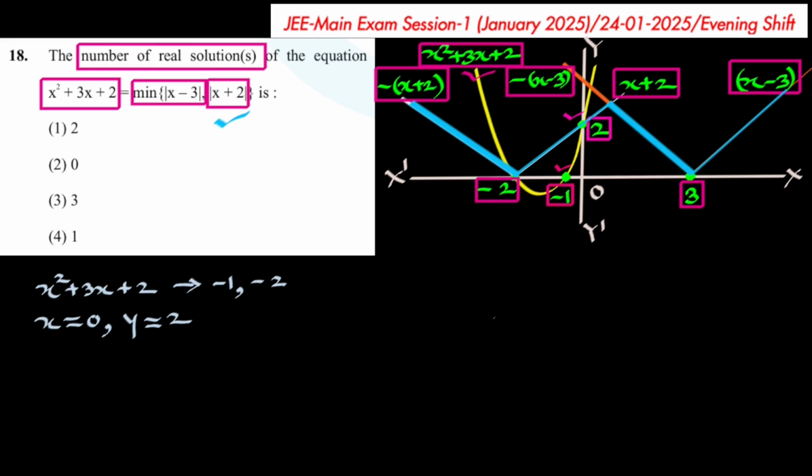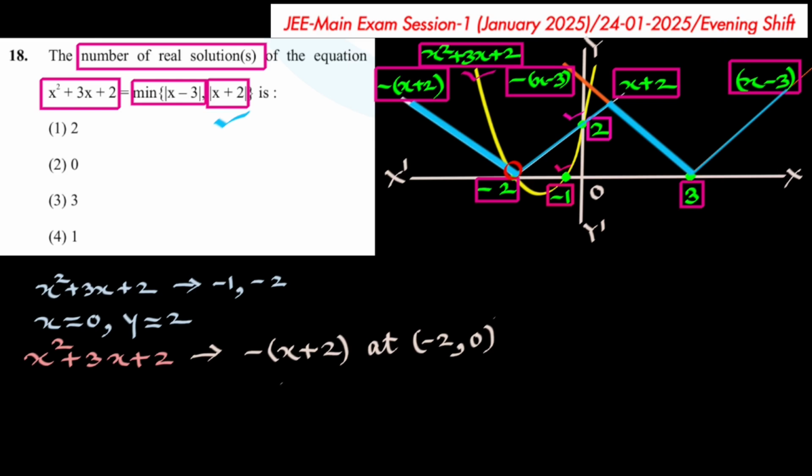Now to find the number of real solutions of the given equation, we have to find the points of intersection of the parabola x square plus 3x plus 2 and the graph of minimum values of mod x minus 3 and mod x plus 2. This parabola is seen to cut the graph of minus x plus 2 at minus 2 comma 0 here and the graph of x plus 2 at 0 comma 2 here. This shows the number of real solutions of this equation will be 2. Hence, the correct answer option here is 1, 2.